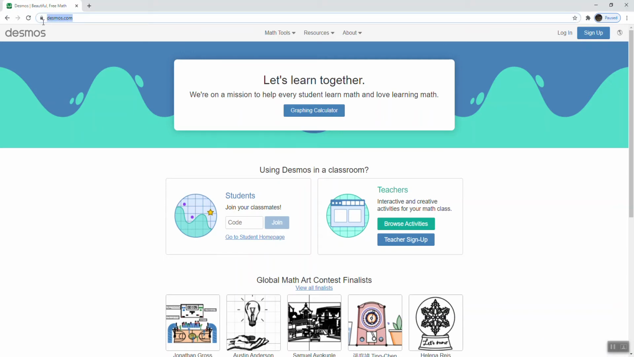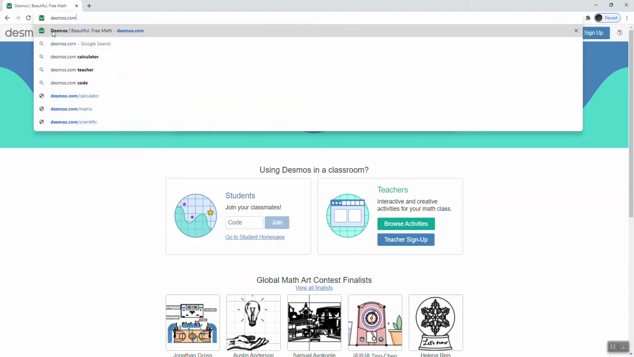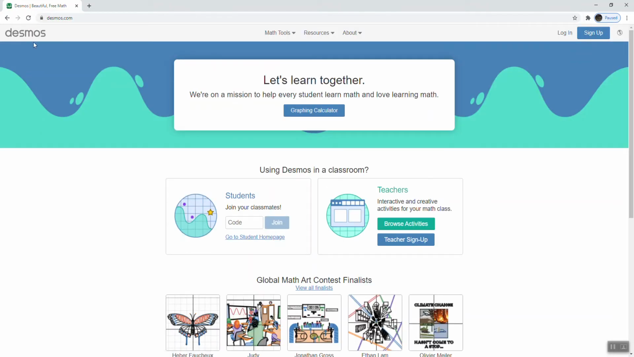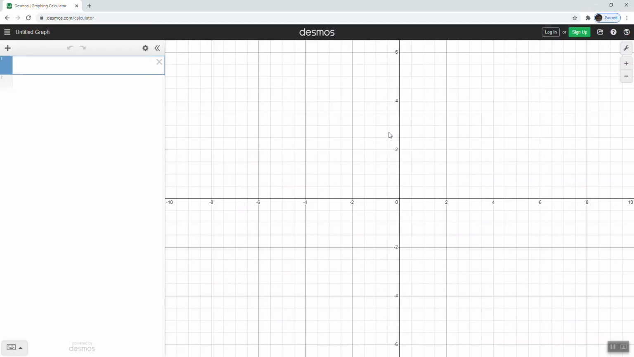Note that I'm typing in desmos.com, and it gets us to this graphing page. Here's Desmos here again. I'm going to open this graphing calculator. We really don't need the graphing calculator for what we're doing, but you're going to find out later that we're going to use this graphing calculator a lot in Unit 2.